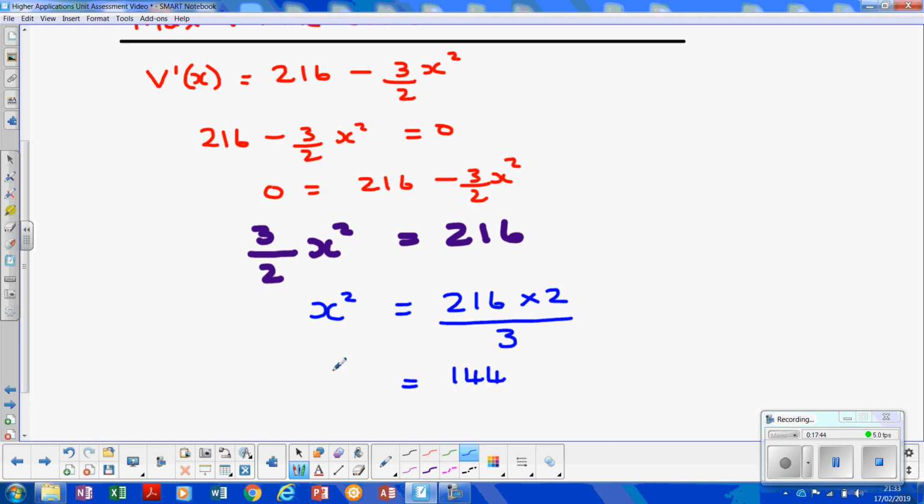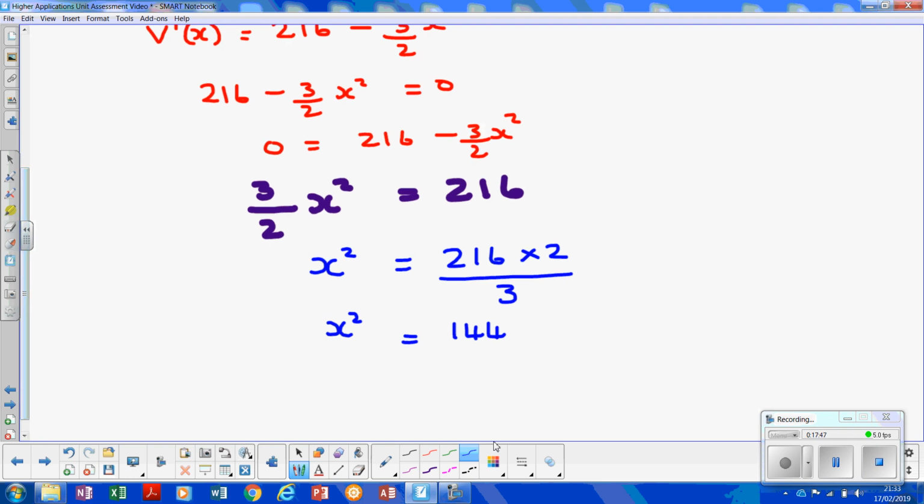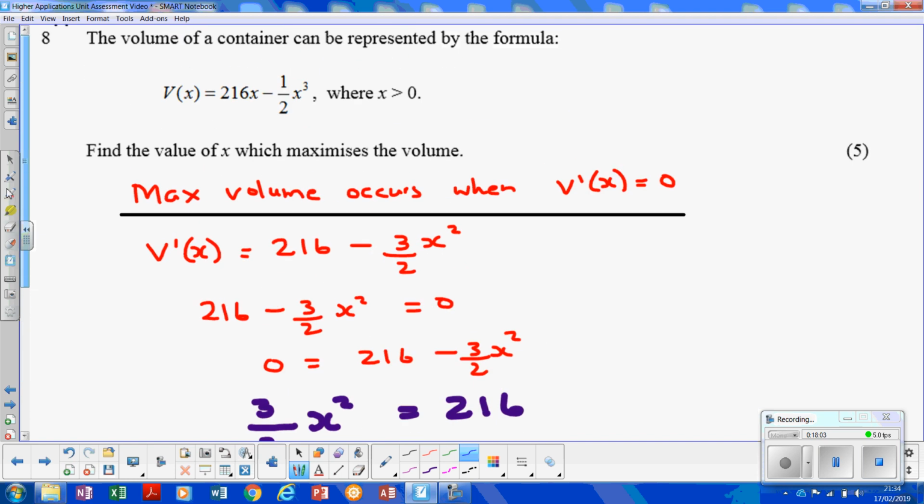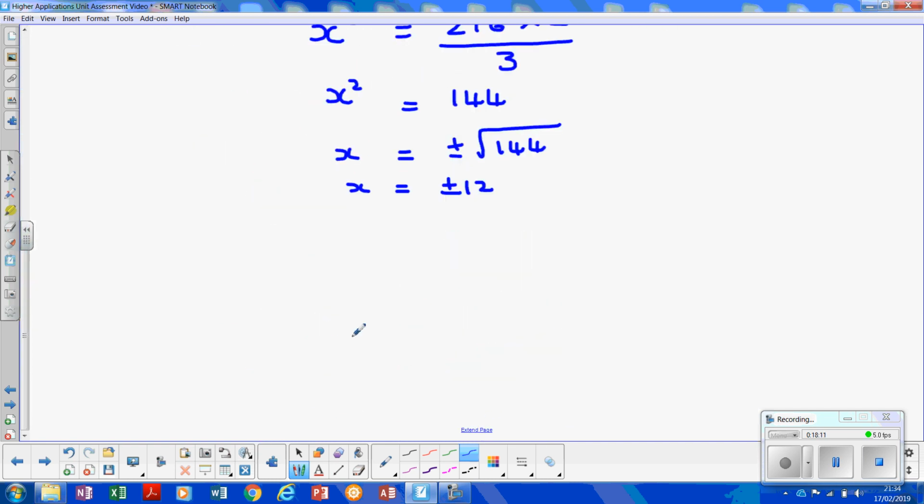Now that's what x squared is. I don't want x squared, I want x. So x is equal to plus or minus the square root of 144. So either x is equal to plus 12 or minus 12. Now, what was x? Go back. This is about a container, and x represents a length. So therefore, we can't have a negative length, so we'll discard the minus 12. So cannot have x equal to minus 12, since it's a length.